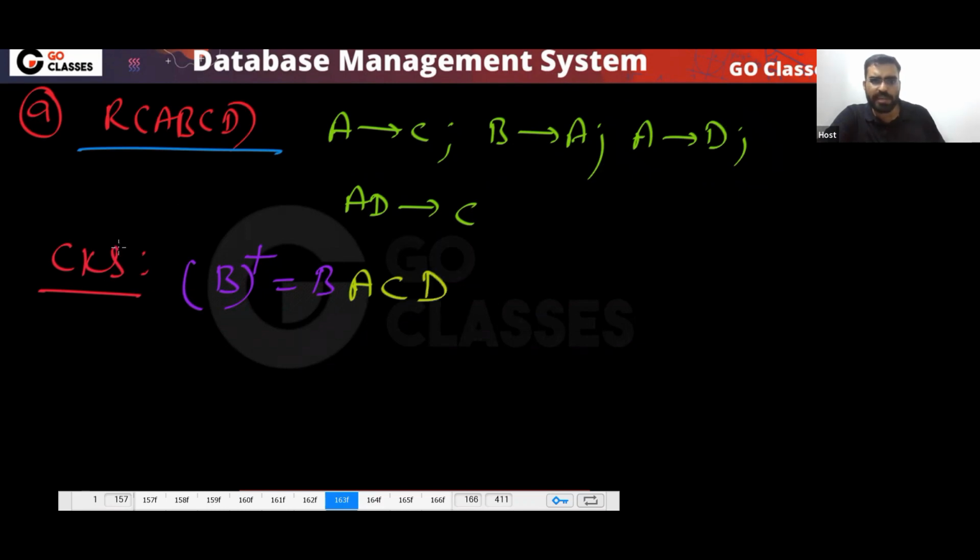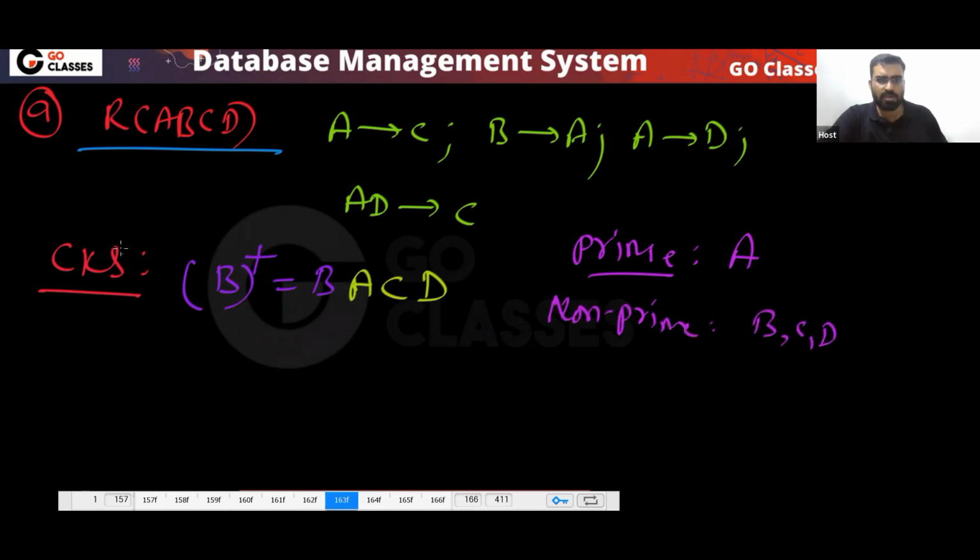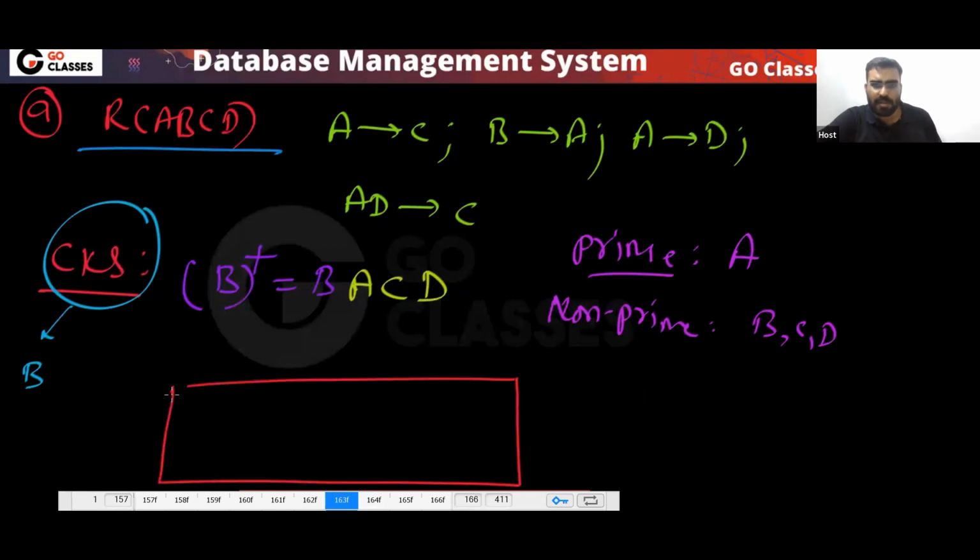So the only candidate key is B. What are the prime attributes? The prime attribute is B, and the non-prime attributes are A, C, D. The only candidate key is B.